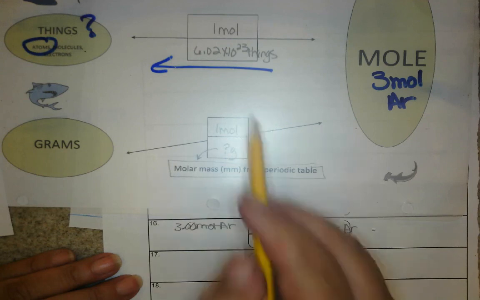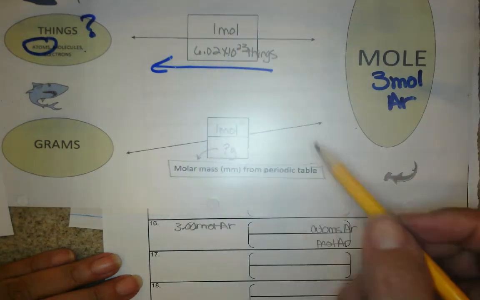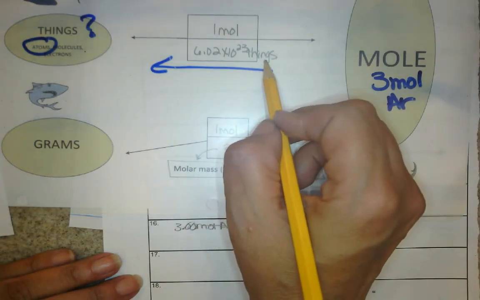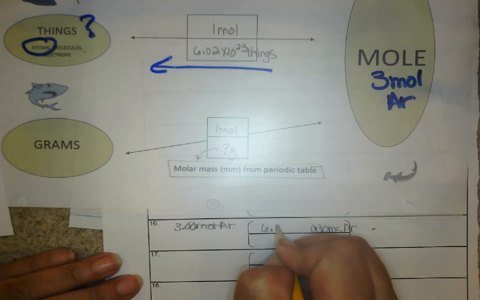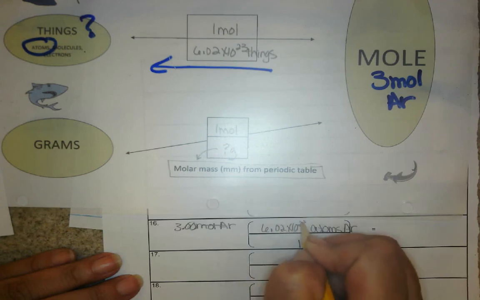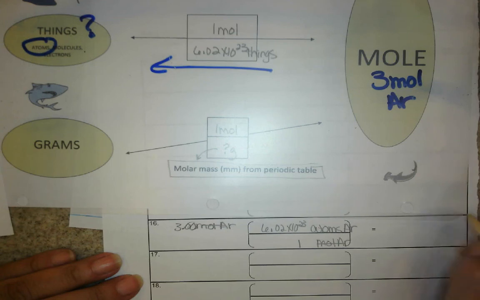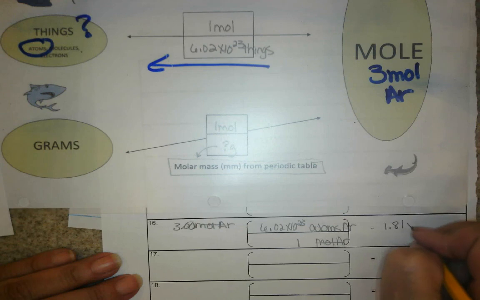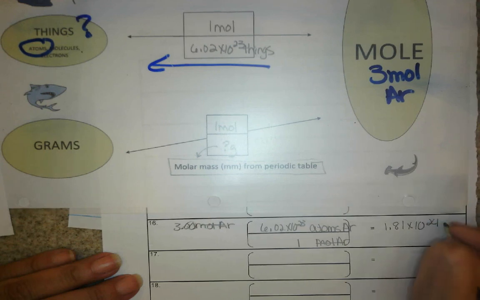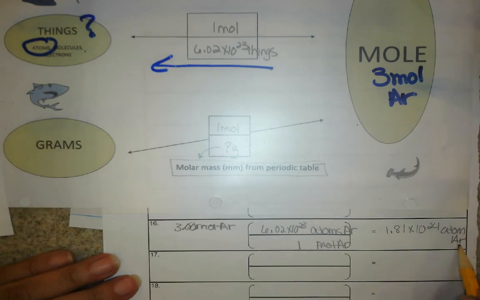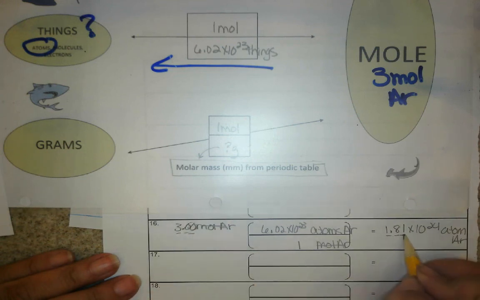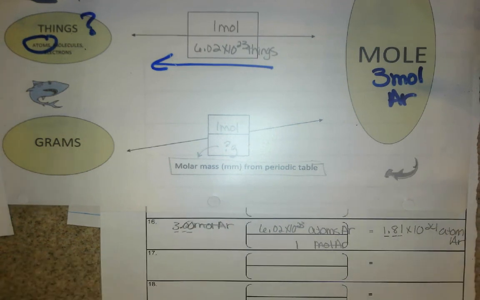So what do I put in here? One goes with moles, whether it's on top or bottom. This happens to be flipped. And what goes with number of things? Our things here happen to be atoms. 6.02 times 10 to the 23rd. And that's going to give me 1.81 times 10 to the 24th atoms of argon. Okay, so I have my unit and my chemical. I also have 1, 2, 3 sig figs. I have 3 significant figures rounded properly.